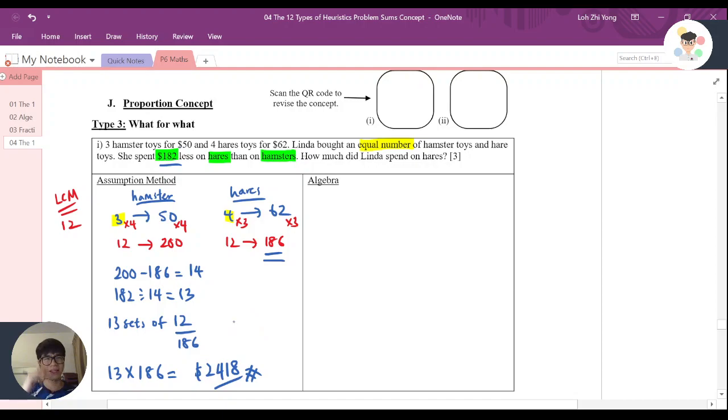Okay, so a lot of questions about this will be using the same way of solving it, so you better remember it. And for algebra, let me try not to discuss it so that you're not confused, because actually it's quite easy, but I just don't want you to get confused.